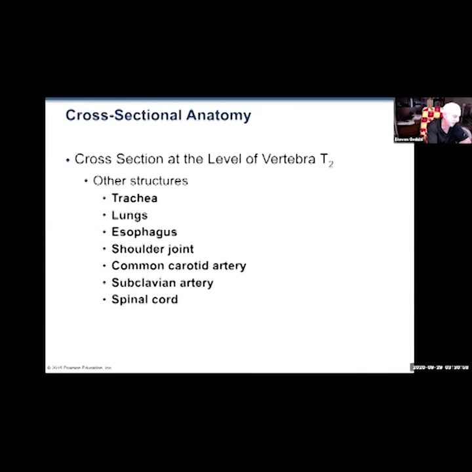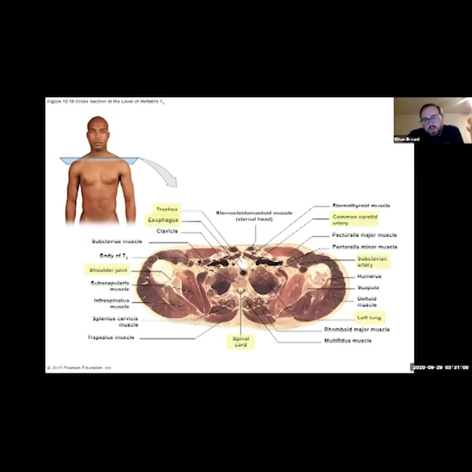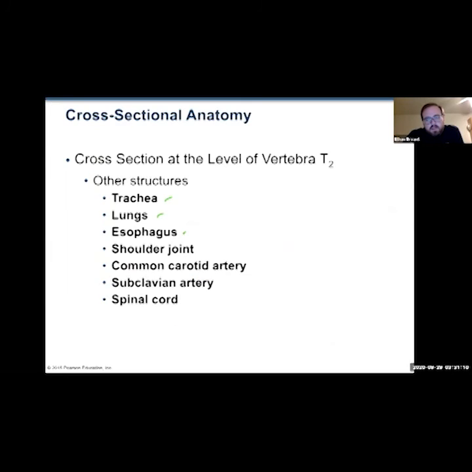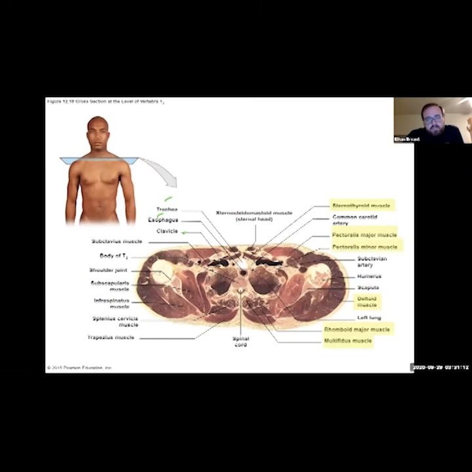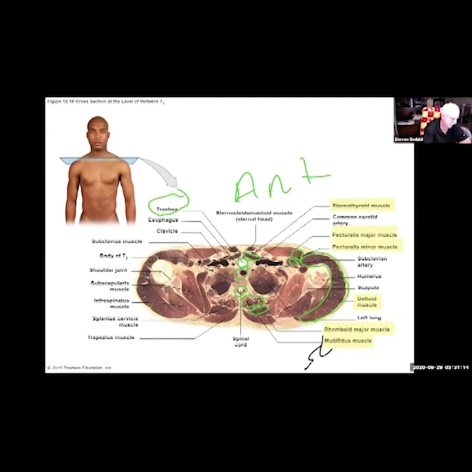So now we'll find the trachea, the lungs, the esophagus, shoulder joint, common carotid artery, subclavian artery, and the spinal cord. What were those two dark areas in the front on either side of the trachea? These two dark areas right here? Yeah. Because the lungs are behind that. Yeah, these are the lungs right here.